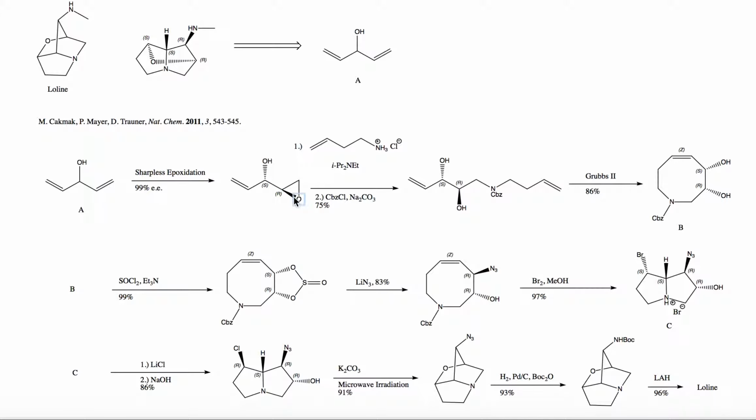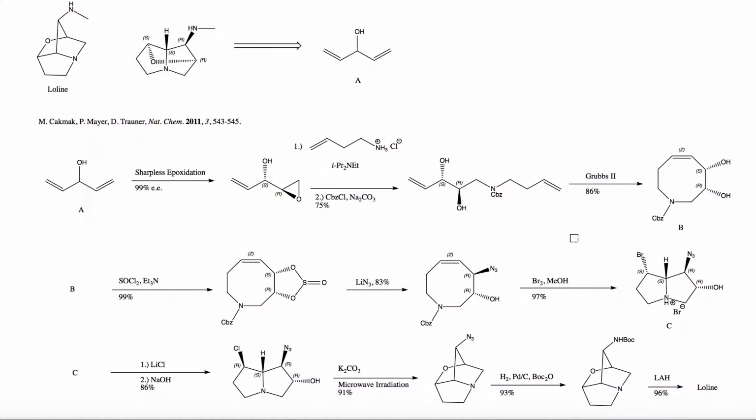This showcases the power of Sharpless chemistry in general. We went from this achiral molecule to installing 2 out of our total 4 stereocenters in one step, with a 99% enantiomeric excess. So to install the rest of the carbons needed for the synthesis, he attacked this epoxide with an amine, and then protected it with a CBZ group.